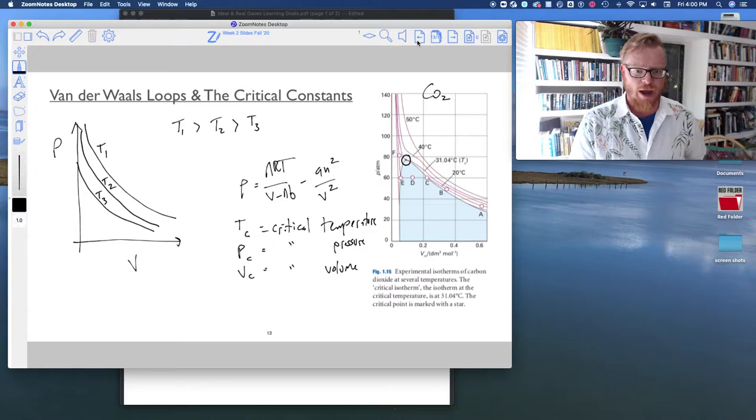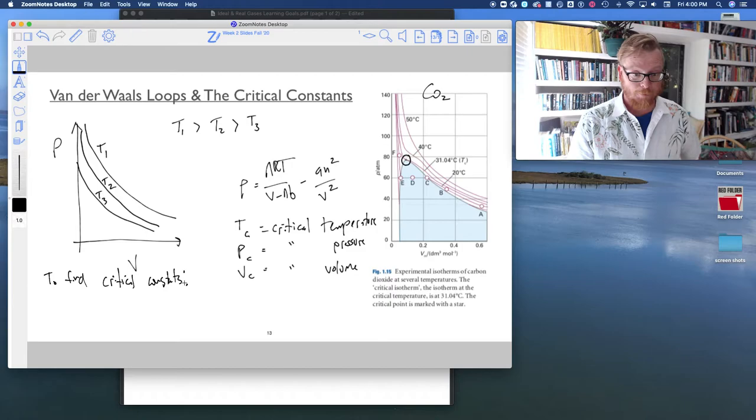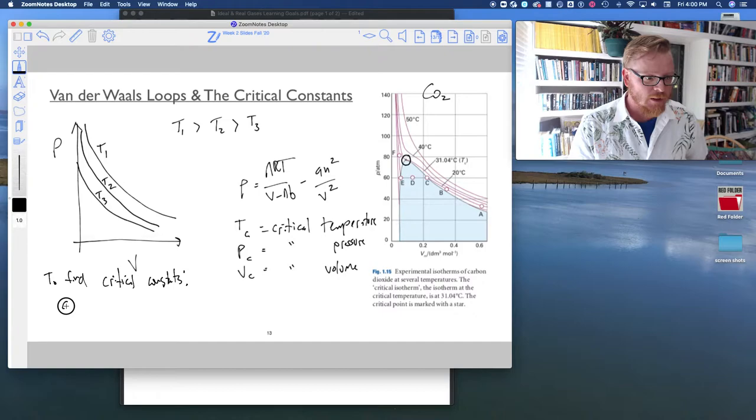So to find the critical constants, P versus VM. Remember, this is van der Waals. All right. So let me see if I can write this a little bit better. I'm getting sloppy and tired as the day is progressing.